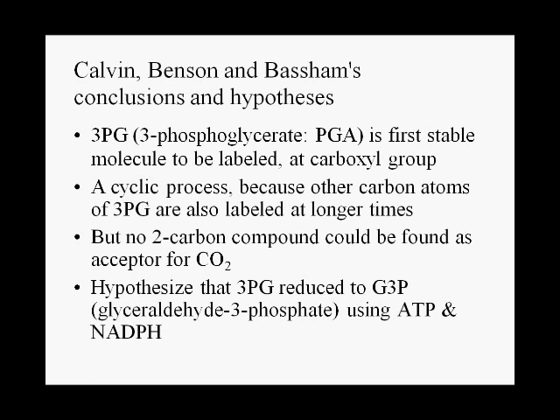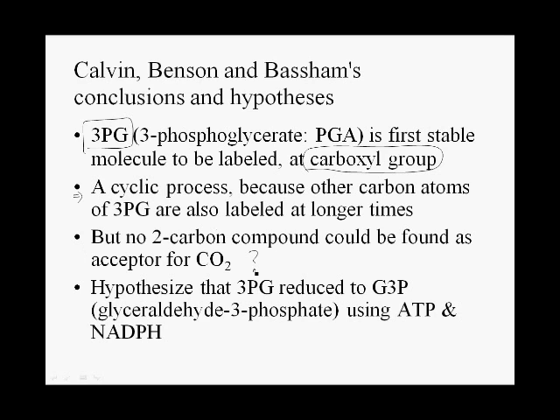So based on these results, they deduced that this 3-carbon sugar, 3-phosphoglycerate, was essentially the first stable molecule that they could find that was labeled. And it was labeled at the carboxyl group, which makes sense if you're going to be adding a radioactive carbon dioxide to an organic molecule. They further deduced that it must be a cyclic process, because if you went longer times, then the other carbons of 3-phosphoglycerate became labeled.